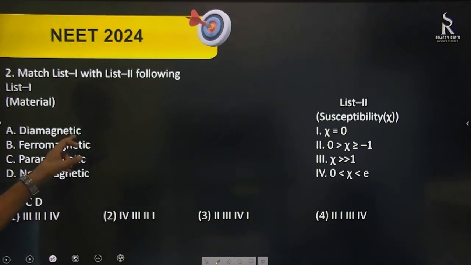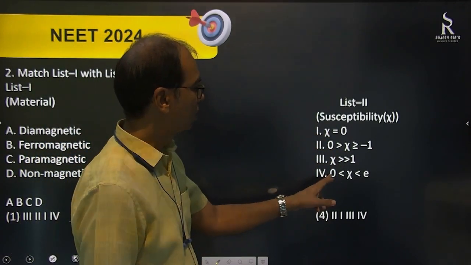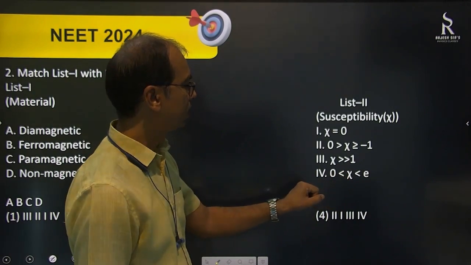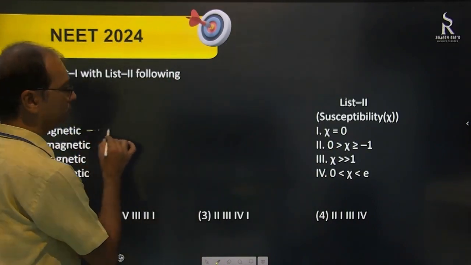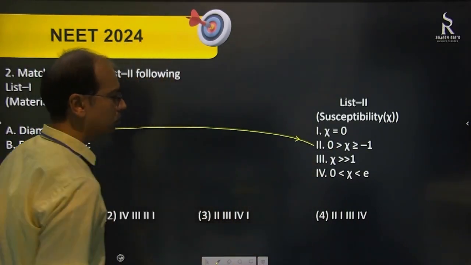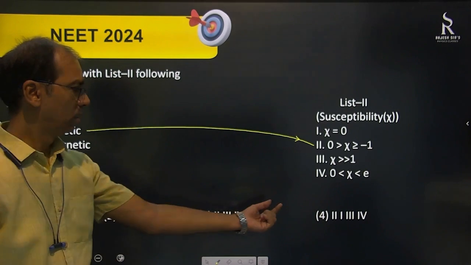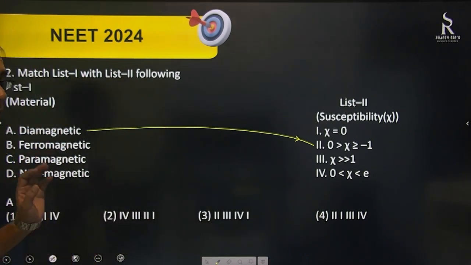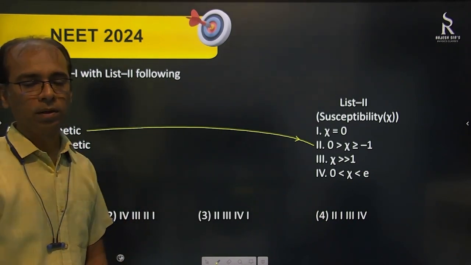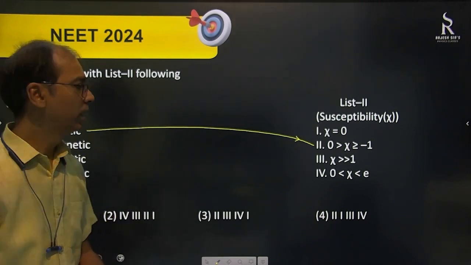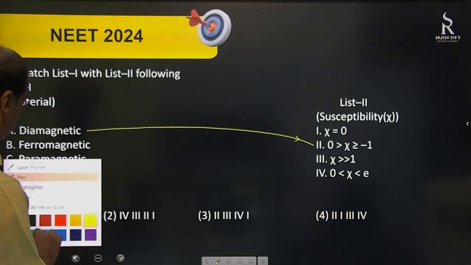Susceptibility of diamagnetic material is negative. So which one is negative here? This is 0, this is greater than 1, this is also greater than 0. Where is it less than 0? Here. So for diamagnetic, the answer is this, so first one's answer is 2. Second one is ferromagnetic. In ferromagnetic, the induced magnetic moment per unit volume is in the same direction as the external magnetic field, so susceptibility is very high. Very high means this one, so ferromagnetic is this.